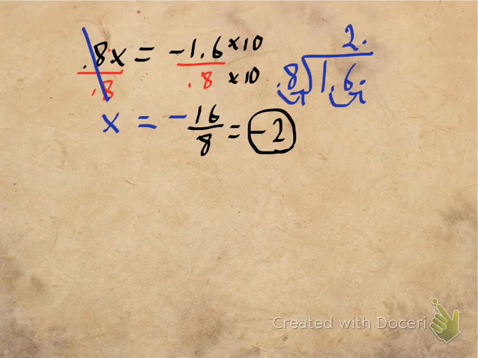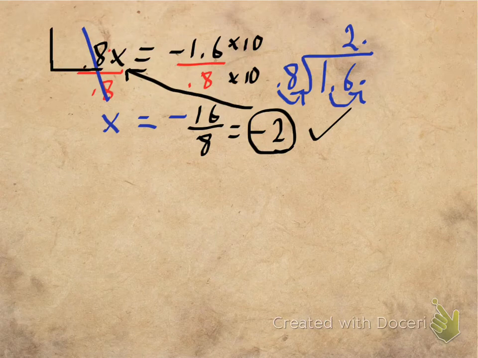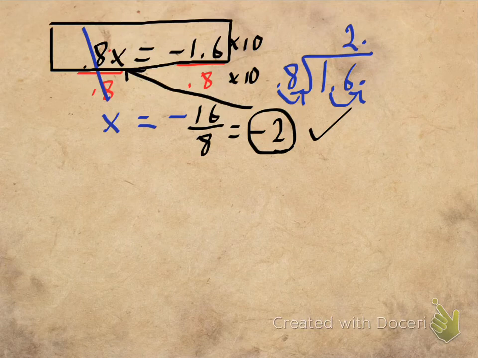Sure enough, if I put negative 2 back in for x, you'll see that 0.8 times negative 2 will in fact equal negative 1.6. We've checked it, and we're good to go. Okay? And again, notice the black equation that I had right here looks just like the same equations that we had last chapter. Okay? This is a multiplication equation, and you can see in red, we solve it by dividing.